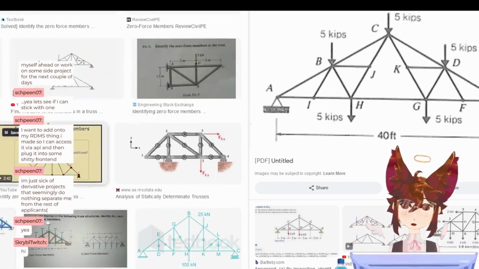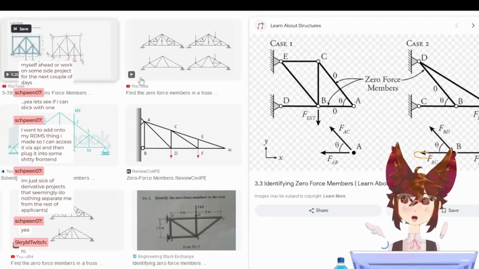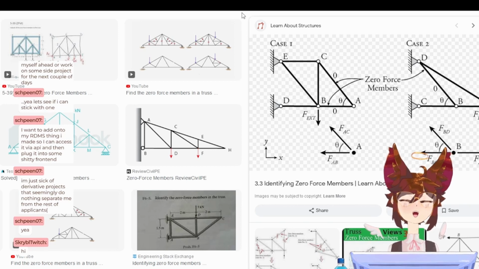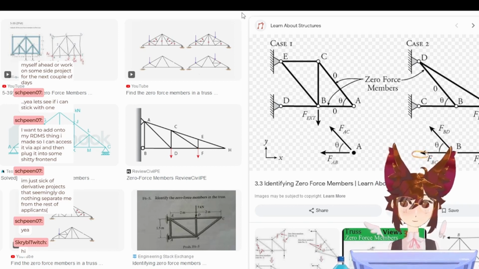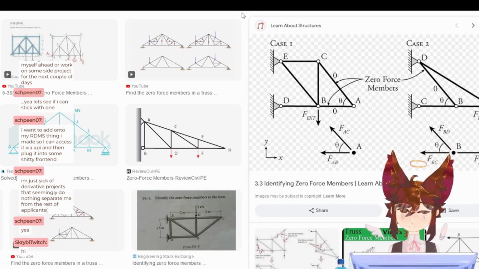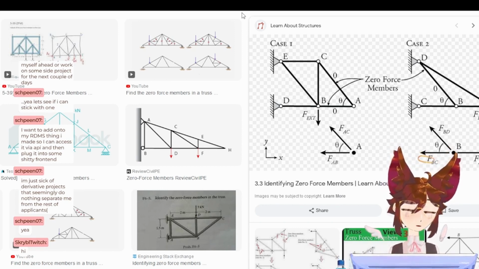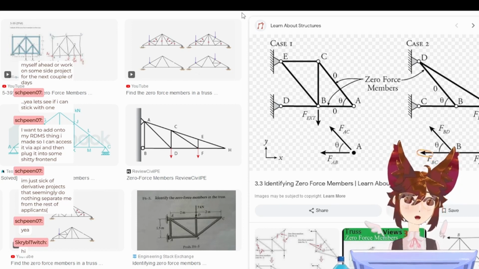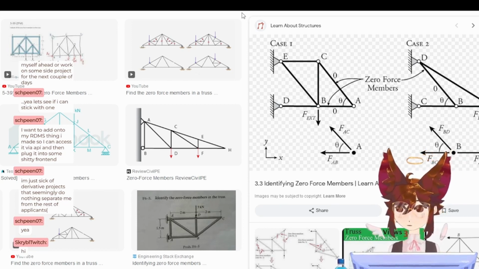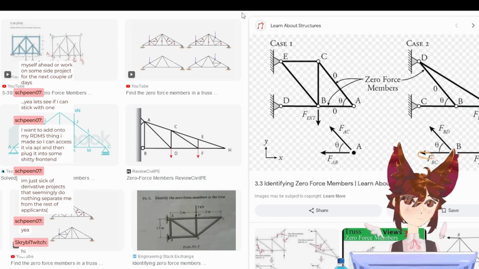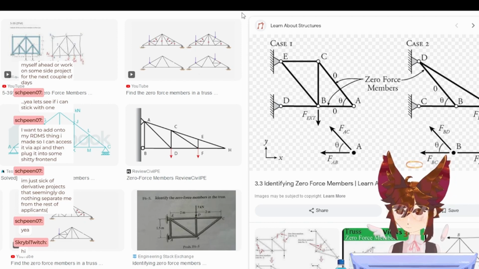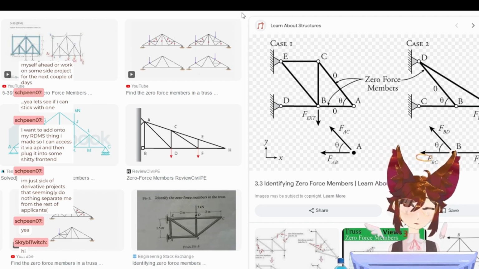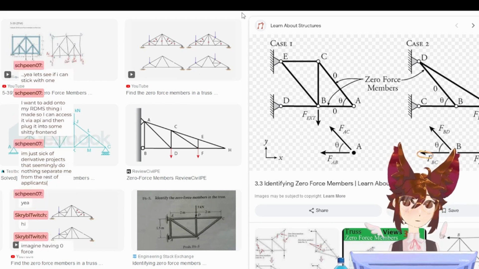It was honestly just the Zero Force members that condemned me on the last one. I was so close. I just identified them wrong. I thought something was a Zero Force member. It wasn't. And then I did a big goof. I'm trying to think. I might just end early today again.